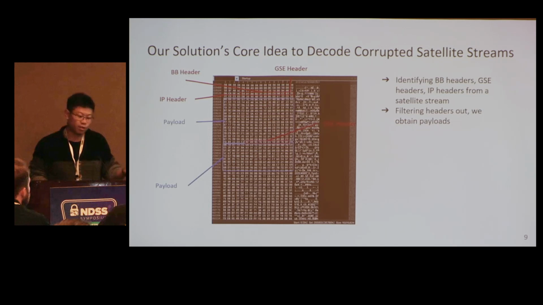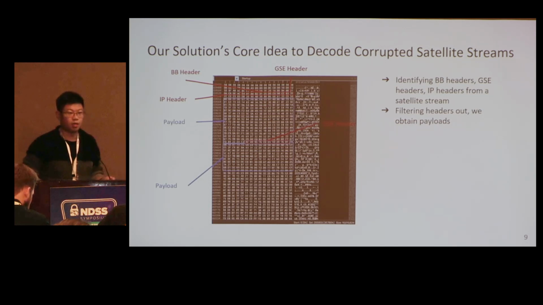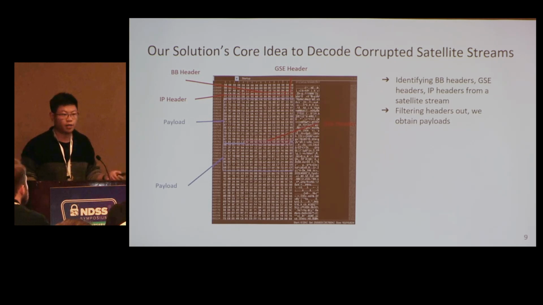And so our solution to decode the corrupted satellite streams is to use a machine learning technique to directly identify all the BB headers, GSE headers, and IB headers from a satellite stream. And if we filter out all these headers, we can obtain the innermost payload that we really want.